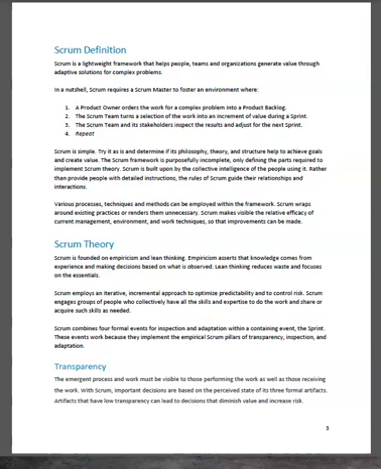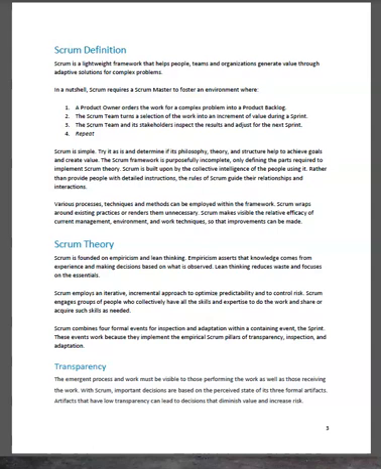Scrum engages groups of people who collectively have all the skills and expertise to do the work and share or acquire such skills as needed. Scrum combines 4 formal events for inspection and adaptation within a containing event, the sprint. These events work because they implement the empirical Scrum pillars of transparency, inspection, and adaptation.